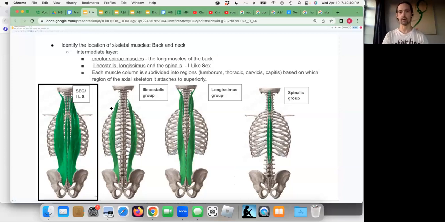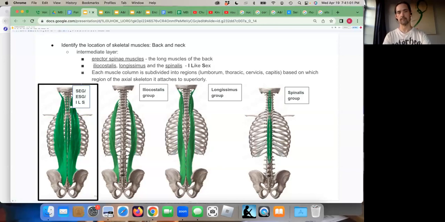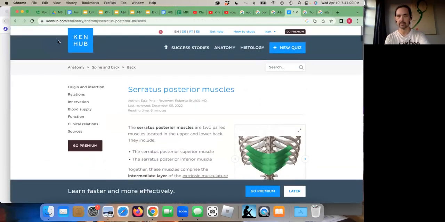So what we have are the SEG, the spinal erector group, also called the erector spinae muscles, also called the ILS, the iliocostalis, longissimus, spinalis group. Oh, one of these is missing here. Let me just put that in. SEG, erector spinae group, also called the ILS. Okay. I think I can get you a bigger drawing of that. I know I can.